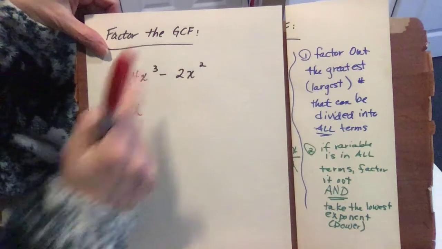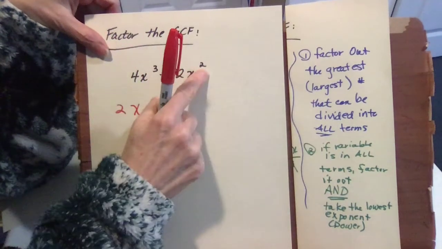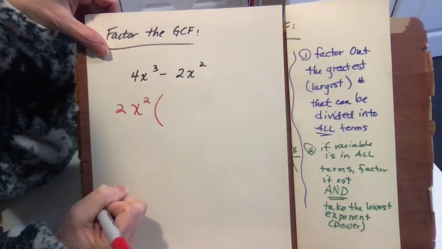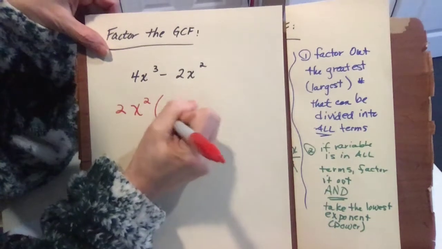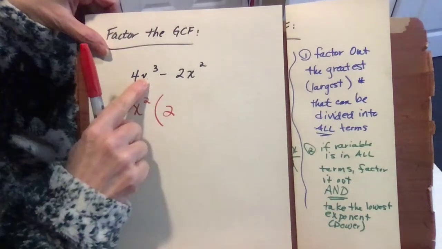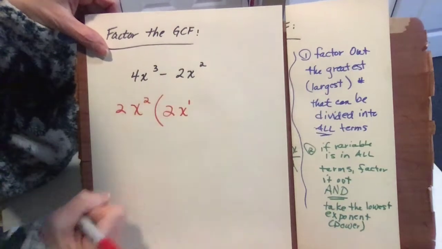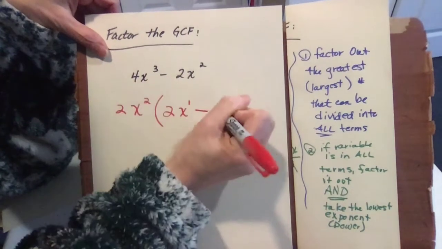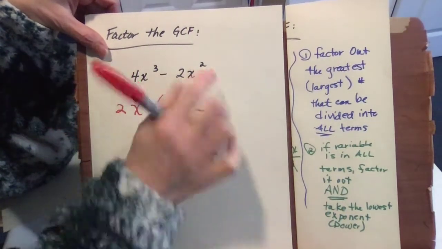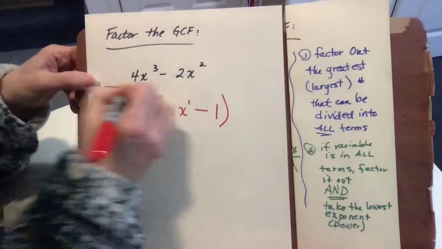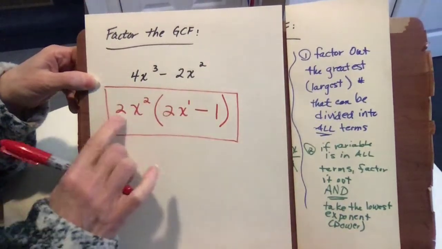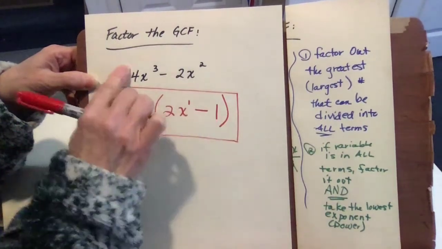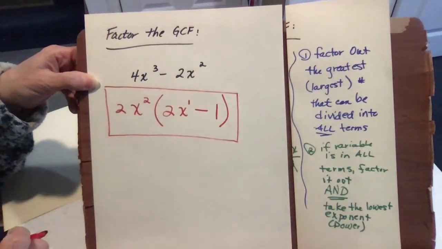I'm going to take the lowest exponent that I see, cubed and squared. So squared is the lowest. I take out 2x squared, open my parens. 2 divided into 4 is 2. If I take 2 powers away from 3 powers of x, I have 1 power of x left. So x to the first. Minus 2 divided into 2 is 1. X squared divided into x squared is 1, so I am done. And this is our answer in factored form. 2x squared is the GCF, and 2x minus 1 is the rest of what we need in order to keep this the same, just in a different form.